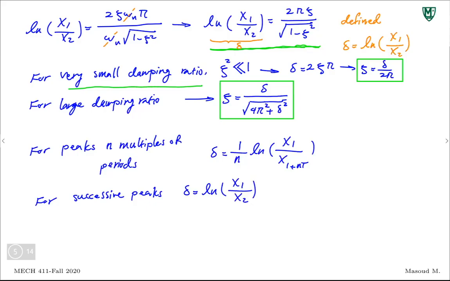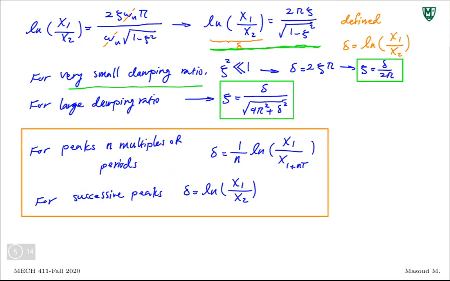Just put it somewhere that you remember. I'm going to make a rectangle around here. So this is the relationship you need to know. Delta in that relationship depends on what peaks you're looking at. Are these two successive peaks, or are these peaks n multiples of periods away from each other? You can still use the values of the peaks. You just have to multiply the ln by 1 over n to make sure that the delta you put in that relationship to find the damping ratio is correct.